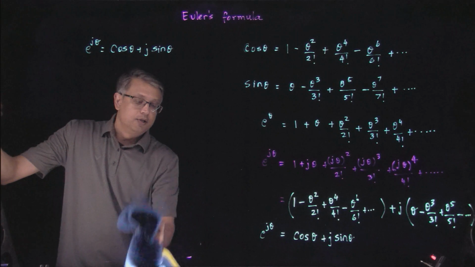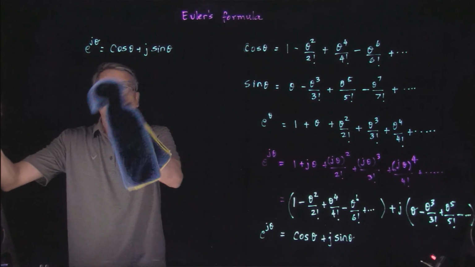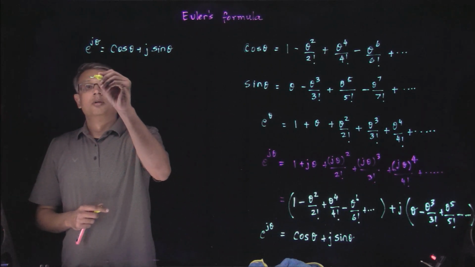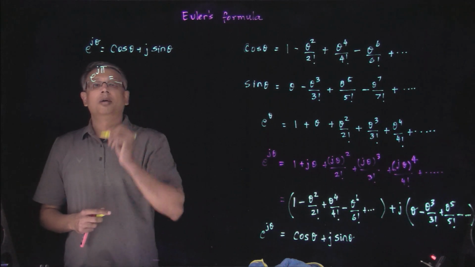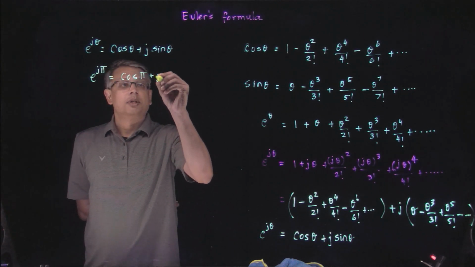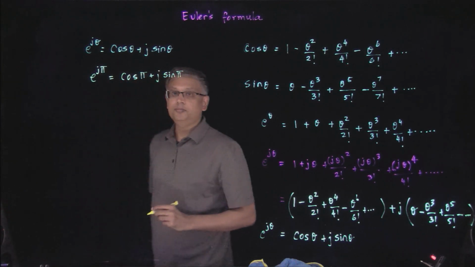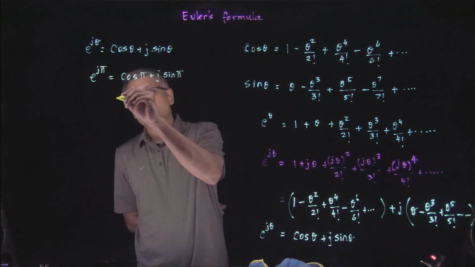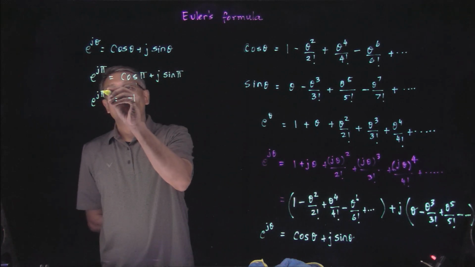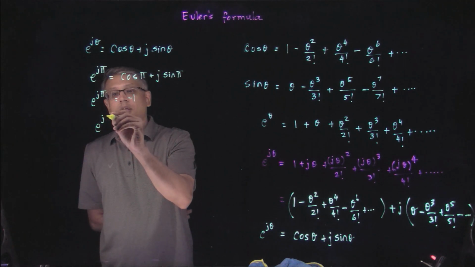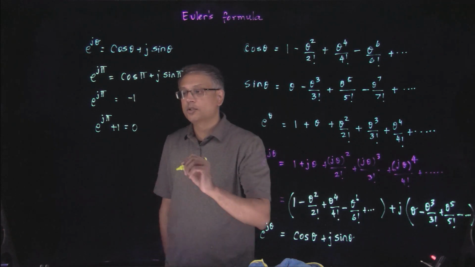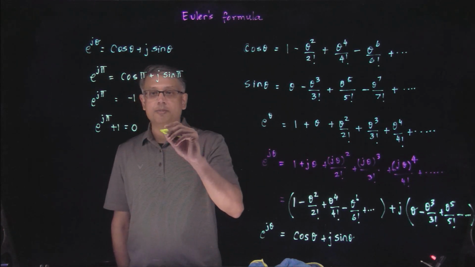Let's think about what happens to Euler's formula when theta is equal to pi. When theta is equal to pi, Euler's formula tells you that e to the j times pi is cosine pi plus j times sine pi. And you know that sine pi is 0 and cosine pi is -1. So it tells you that e to the j pi is equal to -1, or e to the j pi plus 1 is equal to 0. So this is just a special case of Euler's formula when theta is equal to pi. Sometimes it's called Euler's identity.